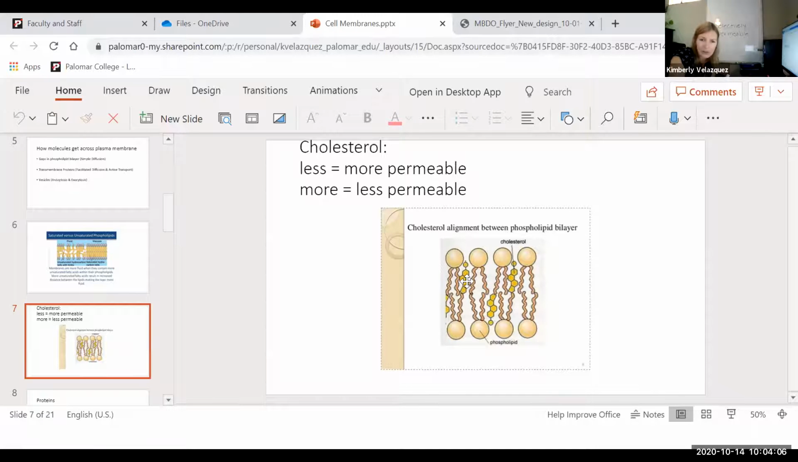You can see the cholesterol here; it isn't allowing those gaps to occur. It's really stabilizing that membrane. So more cholesterol makes it less permeable. Less cholesterol makes it more permeable.